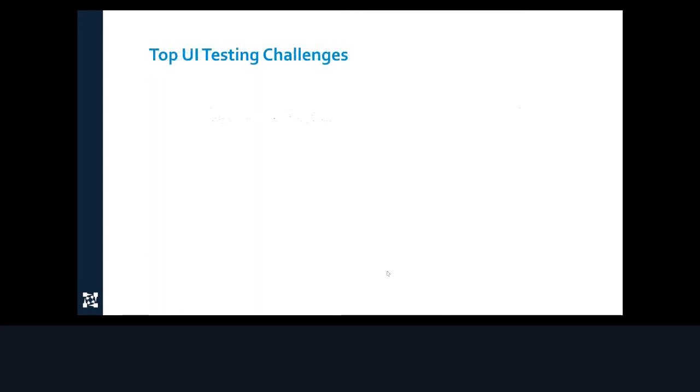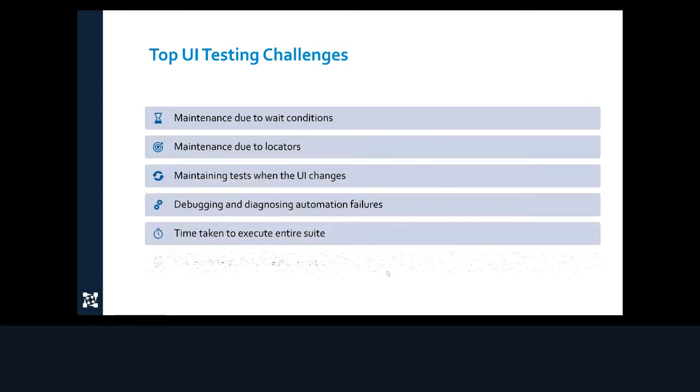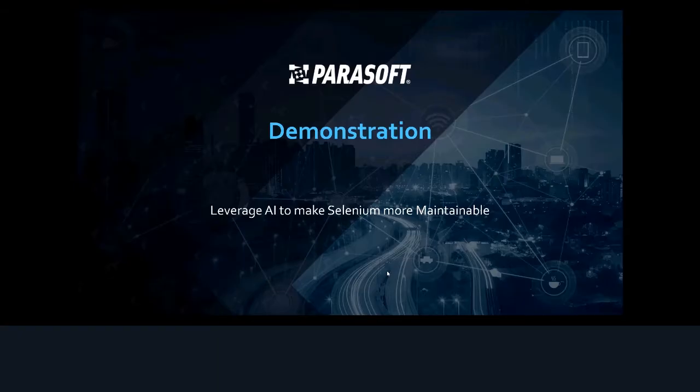So these are our challenges. This is what it really breaks down to. Maintaining test automation on the UI due to wait conditions, maintaining due to locator changes, maintaining those tests when the UI changes, debugging and diagnosing failures when they occur, and then reducing the overall time for the test suite to execute. And at the bottom, we see the knowledge and skills to create the scripts. We're seeing people are becoming more technical. It's not as much of a challenge to create those scripts, but really depending upon who we talk to, that can change. So what I want to do is talk about maintenance.